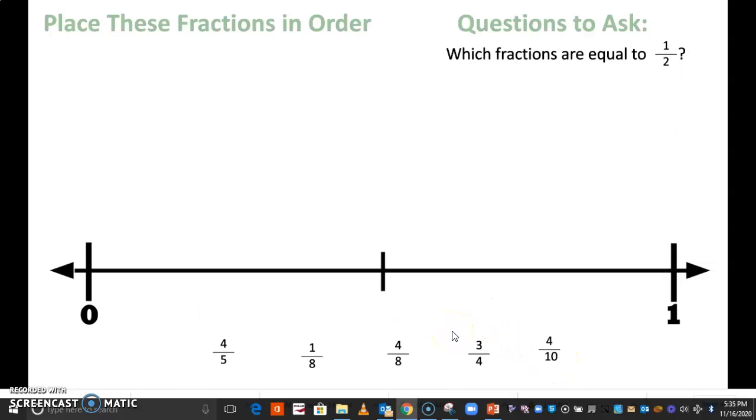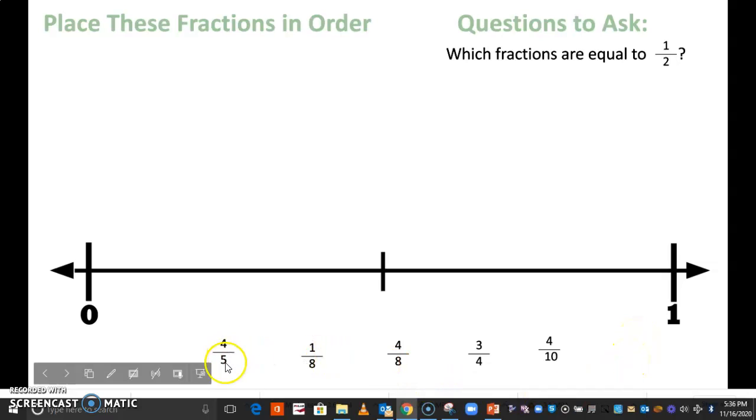Okay, let's try one more. Okay, so in your math notebook, we're going to draw a number line. And you don't even have to put the half mark if you don't want to. It's just we need a 0 and we need a 1. And the first thing we want to ask ourselves, do we have any fractions that are equal to a half?